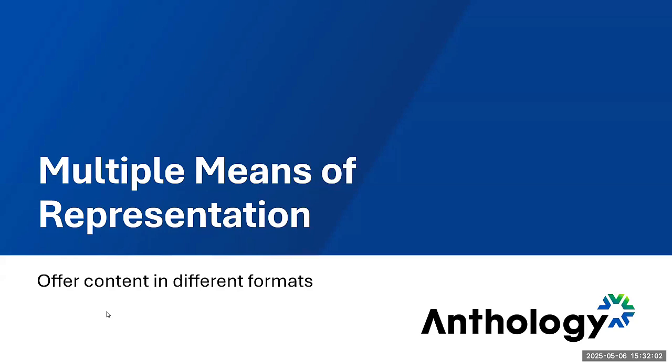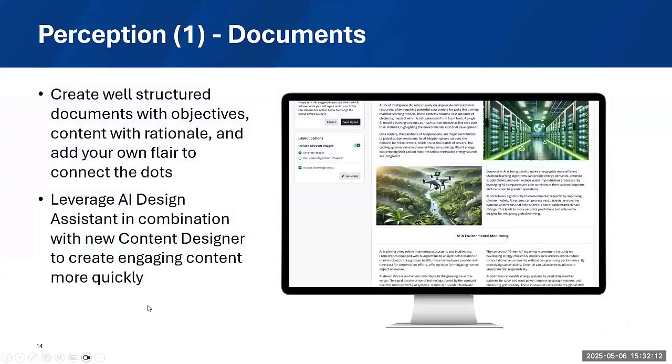Yeah, so moving on to multiple means of representation, offering content in different formats. So there we go. We want to think about different ways. Ultra has a really great content designer now, where you can make your documents much more engaging. You can create well-structured documents. You can have, like we talked about earlier, those objectives, content with your rationale, and you can add your own flair to connect the dots.